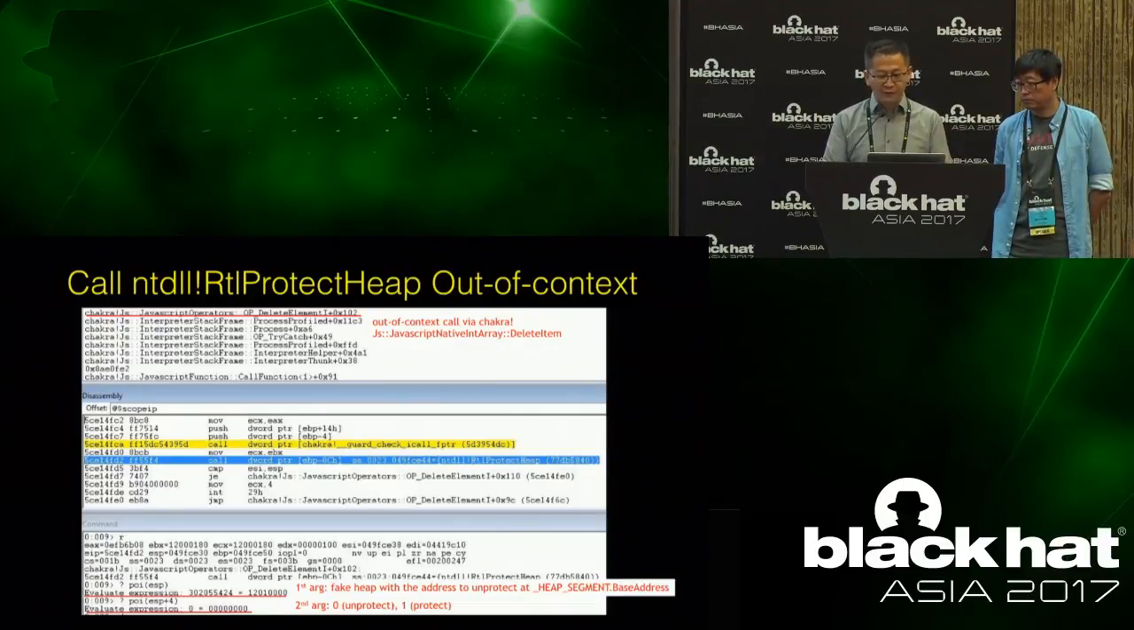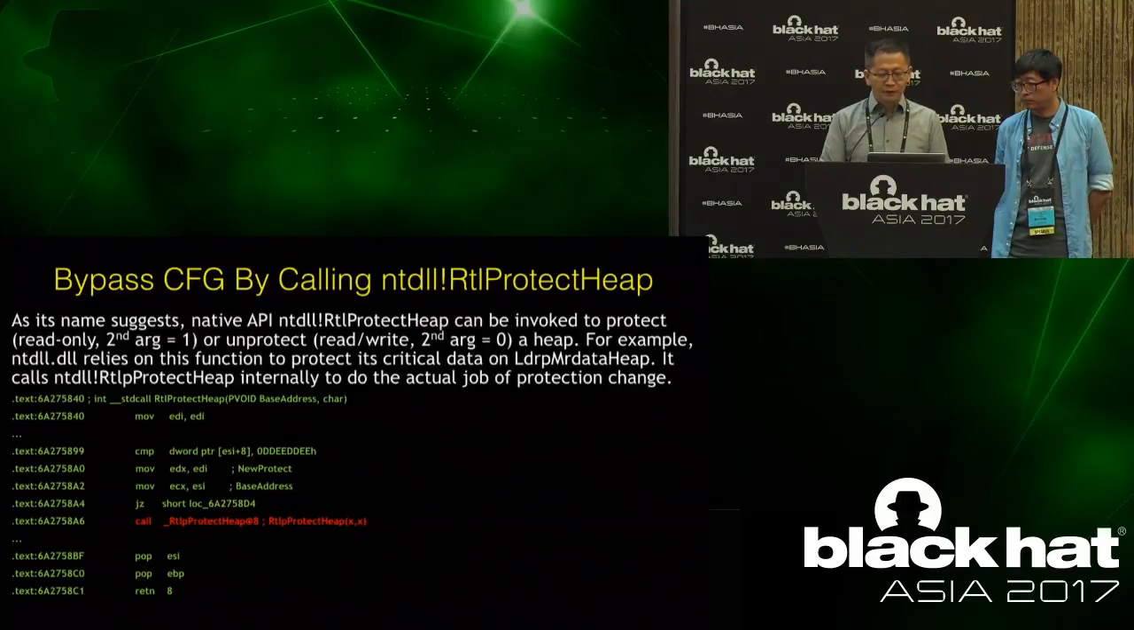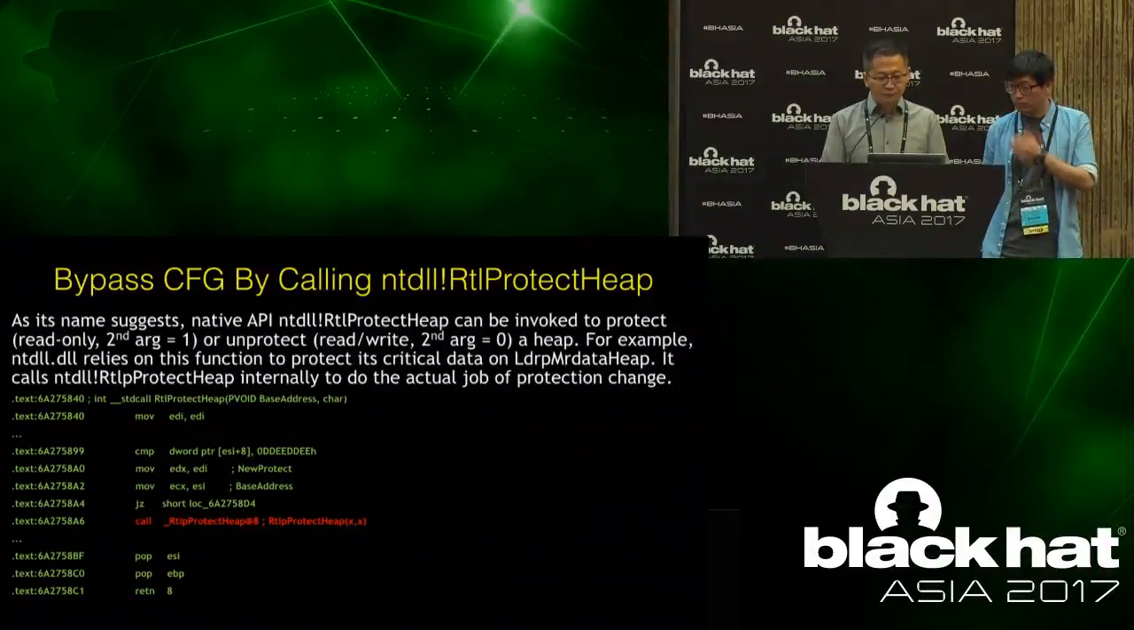Now let's continue to see how all those things work. We already know that this particular API, the RtlProtectHeap, takes two parameters. The first one is the base for the heap. The second one is what we pass in to tell it whether or not we want to protect or unprotect this particular heap that we point to.